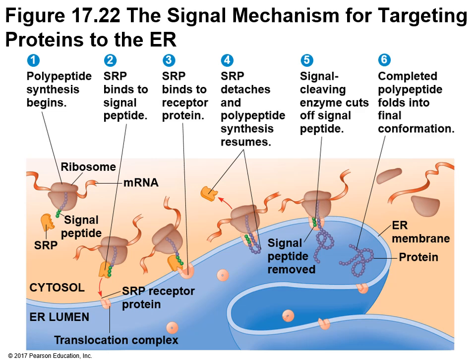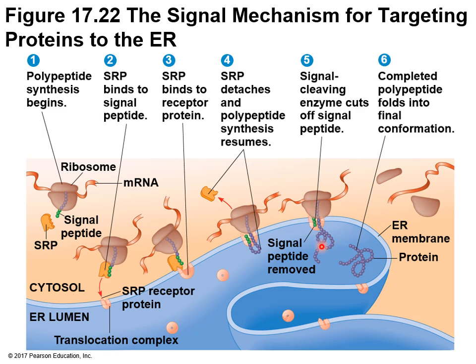So here we see a diagram of SRP escorting a ribosome to the rough endoplasmic reticulum. So step one, we see that the polypeptide is being synthesized, or it's beginning. Step two, the SRP is going to bind to the signal peptide, which is part of the polypeptide chain, and that allows it to escort the ribosome to the endoplasmic reticulum, where the SRP is going to bind to the receptor on the endoplasmic reticulum, and the SRP is going to detach, and the polypeptide is going to continue being synthesized.